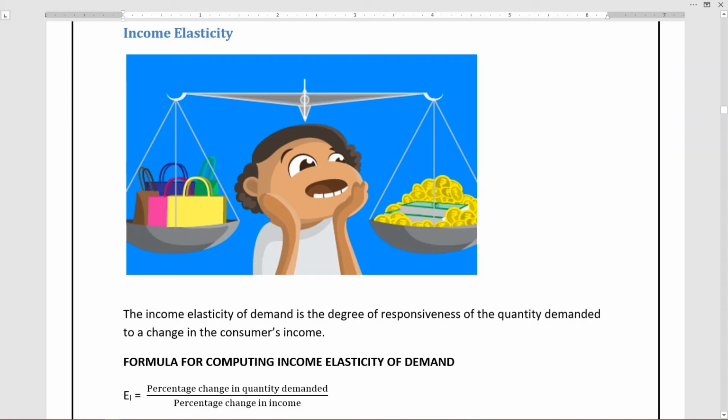So this responsiveness of quantity demanded with change in income of the consumer tells us income elasticity. So the formula for computing income elasticity of demand is percentage change in quantity demanded divided by percentage change in income. Okay, so now let us see cross elasticity.